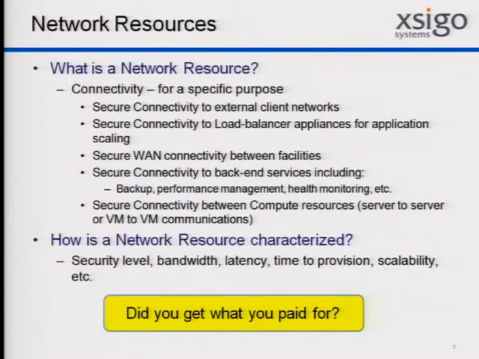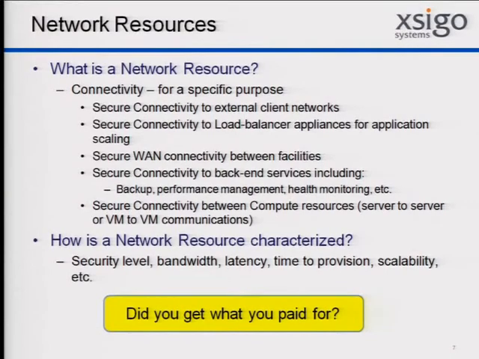So the big key is when you start looking at the networking resources and the storage resources, what is a network resource? Basically, networking resources are connectivity for a specific purpose. Secure connectivity to external client networks, secure connectivity to things like load balancer appliances for scaling your apps, secure connectivity to WAN connectivity for replication, redundancy, access to other facilities, secure connectivity to back-end services, things like backup, performance management, health monitoring, etc. Secure connectivity between compute resources for different application performance within the cloud itself. But how do you characterize that? When I go out and buy a networking resource, what am I paying?